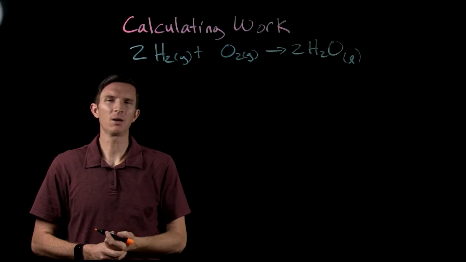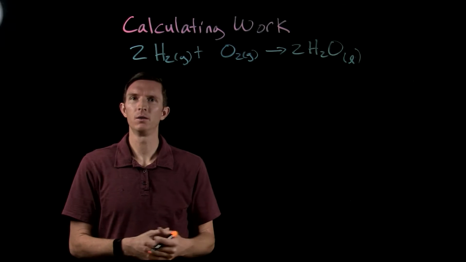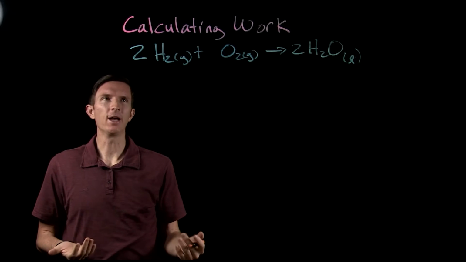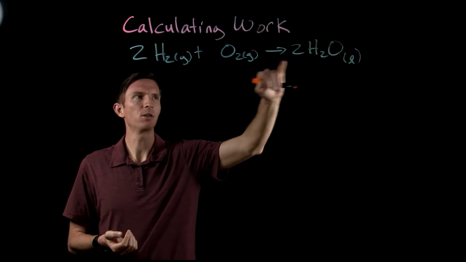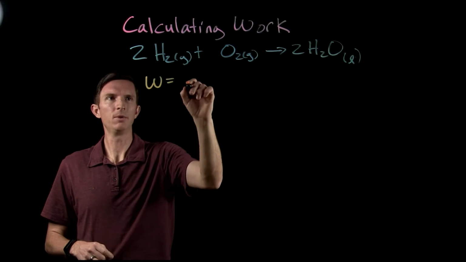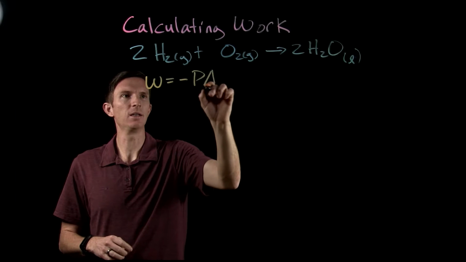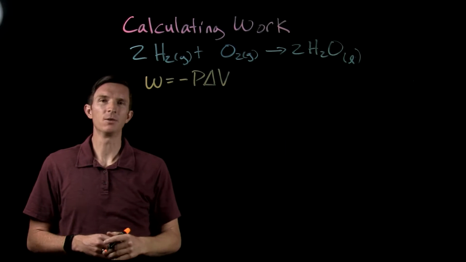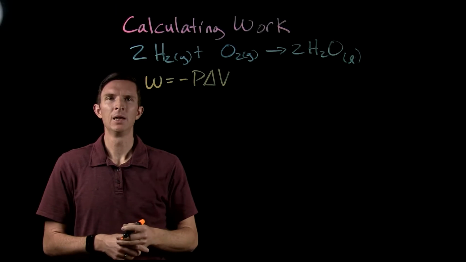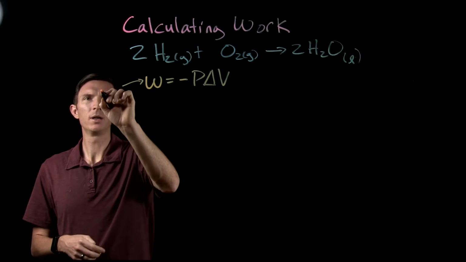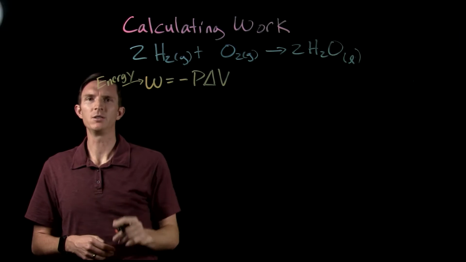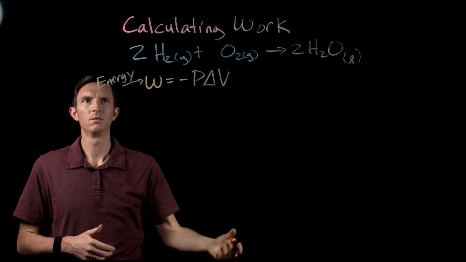Okay, so in this video, we're going to talk about how we can actually quantify work based upon a reaction. I have an example reaction here where we have hydrogen and oxygen producing water. If we were going to calculate work, we said we're dealing with this idea of expansion work, and so work is equal to the negative of the pressure times the change in volume. Now, if you remember, work is a measurement of energy, or expelled energy.